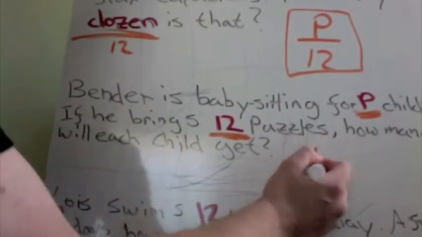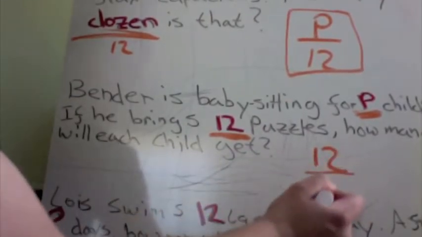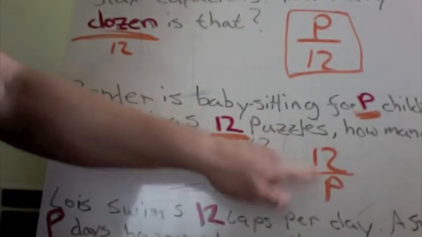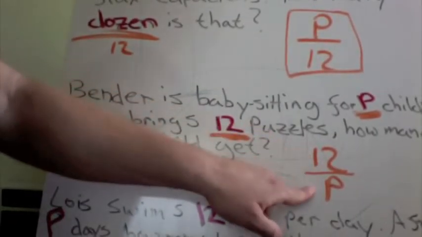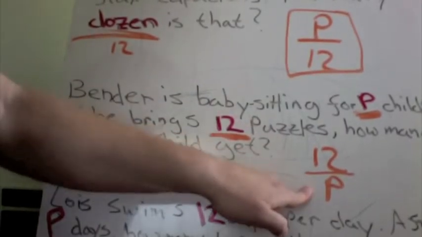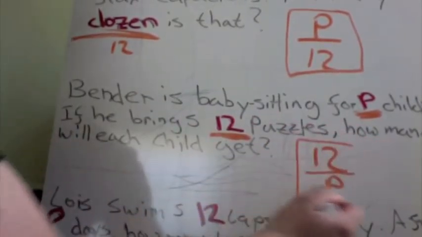So he's got 12 puzzles. That's what he's starting off with. And he's going to divide that by the number of children. Right? Because if there's only 2 kids, take 12 divided by 2, and you end up with 6 puzzles each. Right? If there's 4 kids, 12 divided by 4, that's 3 puzzles each. Okay?